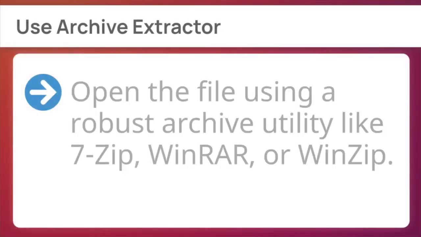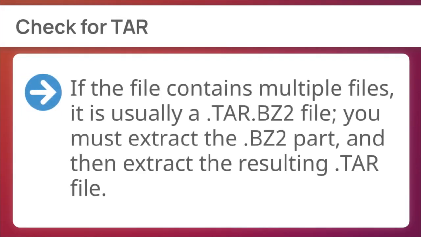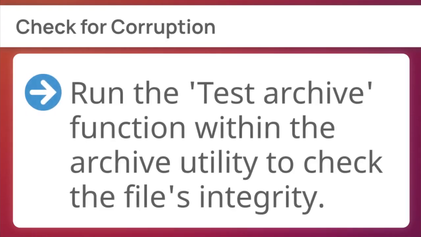First, use Archive Extractor. Open the file using a robust archive utility like 7-Zip, WinRAR, or WinZip. Next, check for tar. If the file contains multiple files, it is usually a tar BZ2 file. You must extract the BZ2 part and then extract the resulting tar file. Finally, check for corruption. Run the test archive function within the archive utility to check the file's integrity.